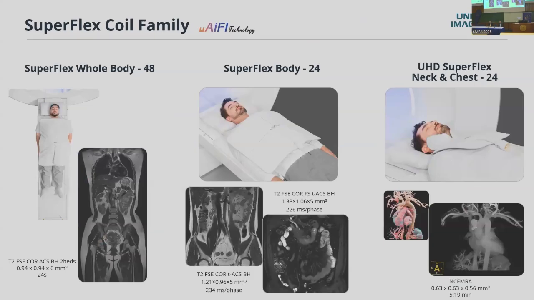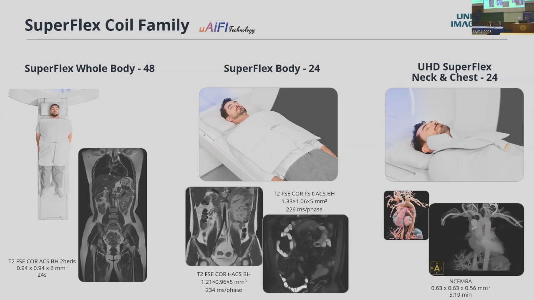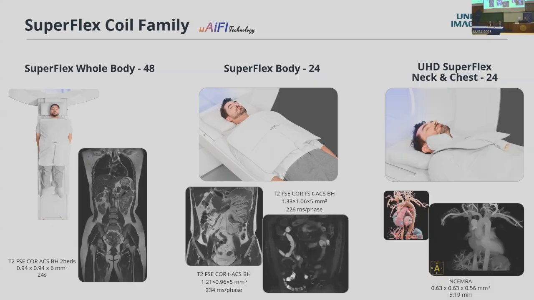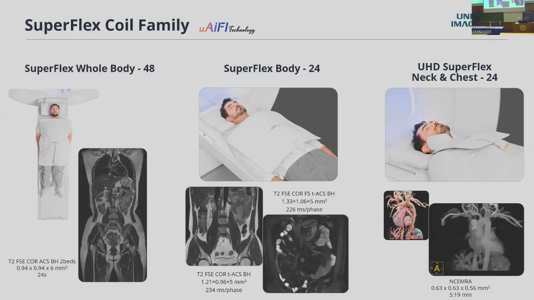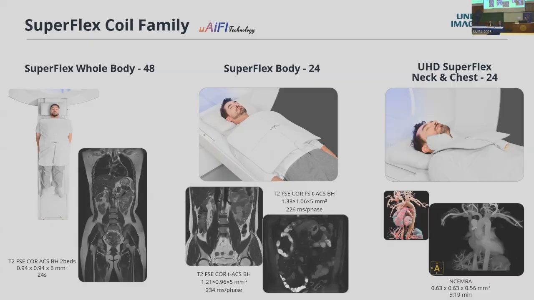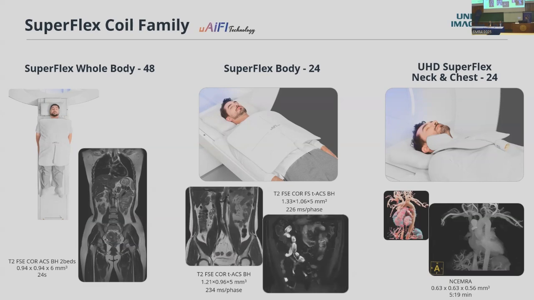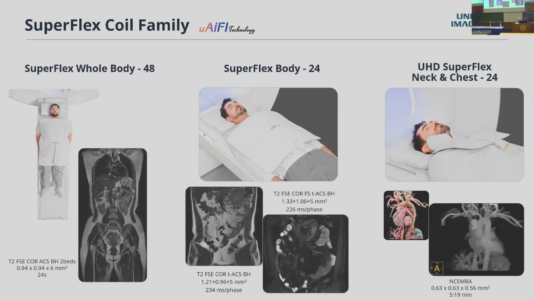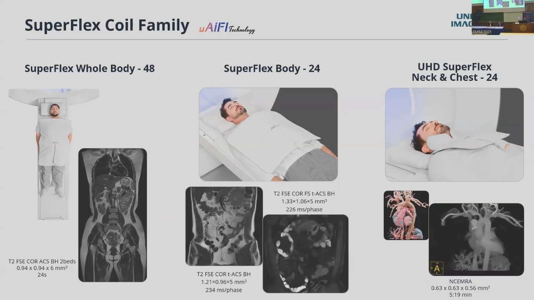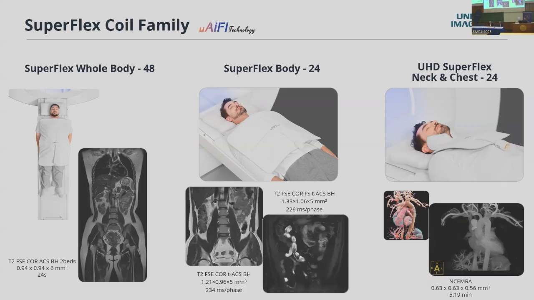The SuperFlex coils come with different sizes and shapes, and a number of them can be used for cardiac imaging. From the 48-channel whole body SuperFlex coil, which covers the chest, the abdomen, and the pelvis at the same time, to the normal size 24-channel body coil, as well as the 24-channel ultra high density SuperFlex neck and chest coil, which is more dedicated to the carotid and thoracic angiography imaging. So you can choose to use the one that best fits the needs of your studies.